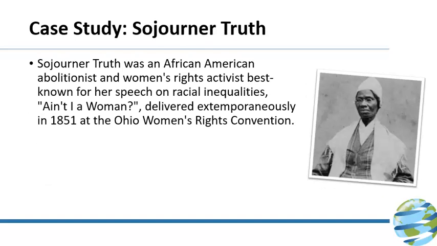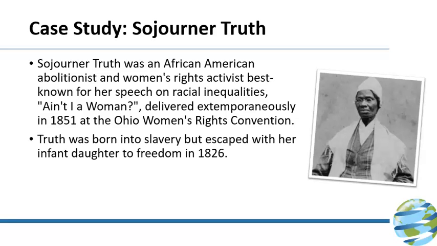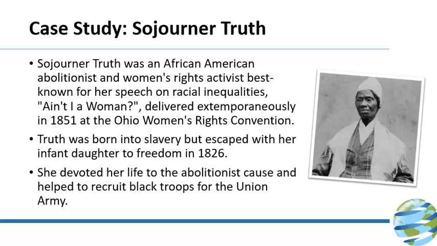Sojourner Truth was an African American abolitionist, meaning that she fought against slavery. She was also a women's rights activist, and she's best known for her speech on racial inequalities called Ain't I a Woman? It was delivered extemporaneously in 1851 at the Ohio Women's Rights Convention. She was born into slavery but escaped with her infant daughter to freedom in 1826. She devoted her life to the abolitionist cause and helped to recruit black troops for the Union Army. The Union Army refers to the Civil War in the US, and the Union was the side that was fighting against slavery.